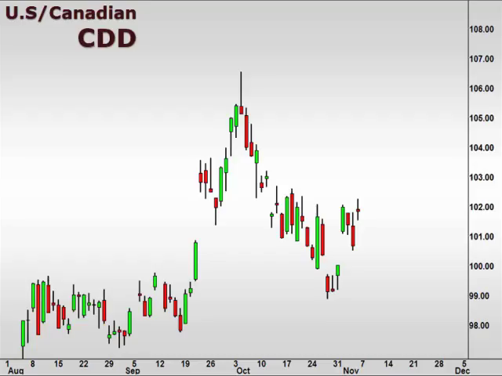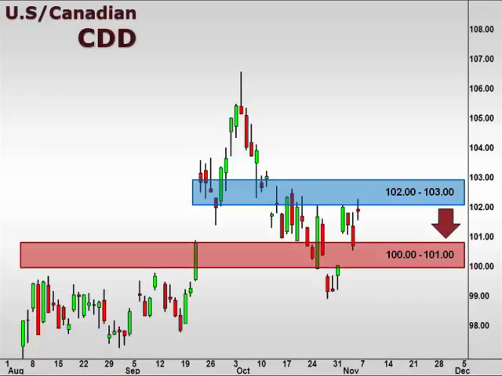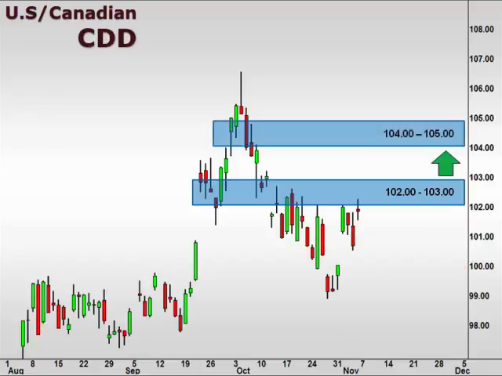Next up, the CDD, the US versus the Canadian dollar. Well, the CDD jumped higher last week but closed just below the 102-103 resistance level. A reversal here is likely to test support down at 101. However, a break above 102 is likely to yield a move towards 105.